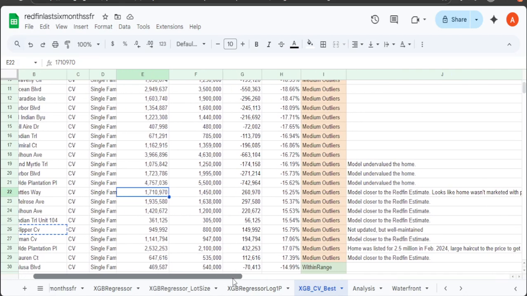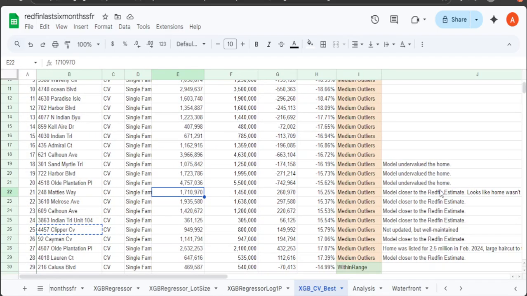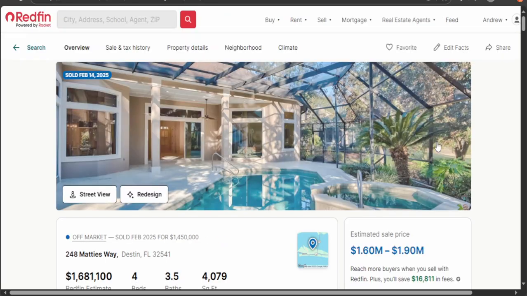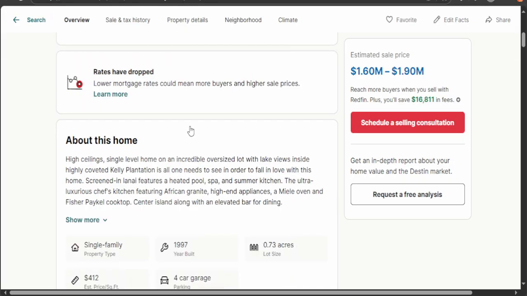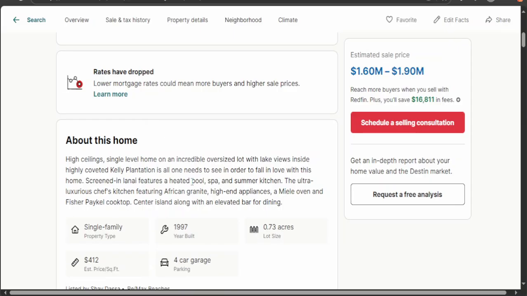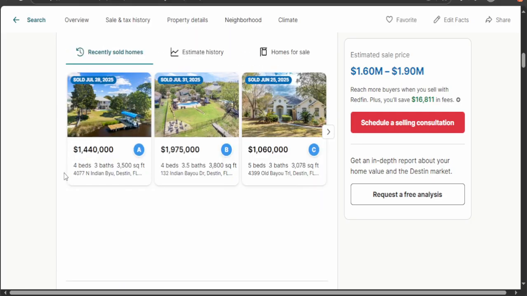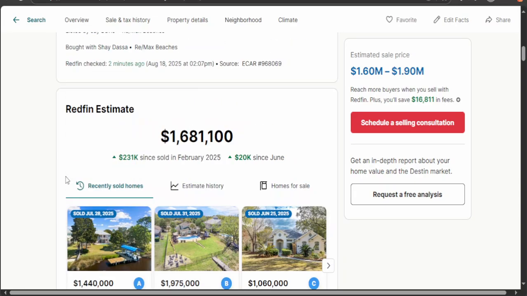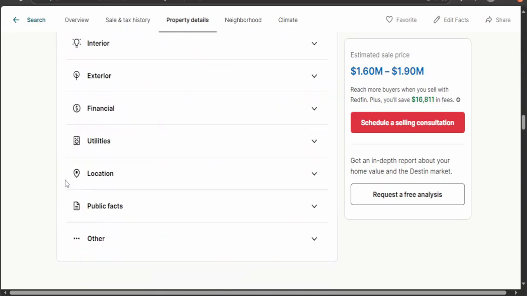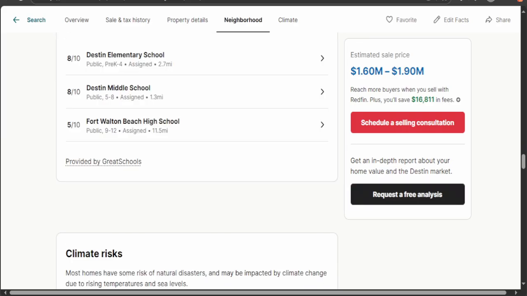And what does this say? Looks like the home wasn't marketed with photos. Model closer to the Redfin estimate. And just, there's no photos. It sold on February 14, 2025. That's all it says about the home. So I don't really know what the home looks like. It could be African granite, high-end appliances. Still though, there's no photos or anything on Redfin.